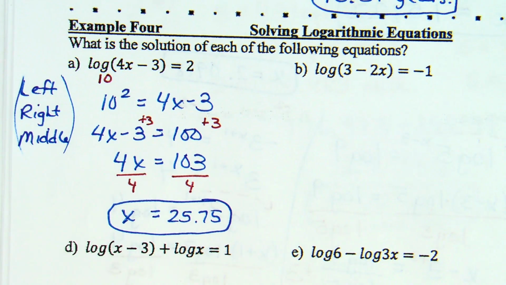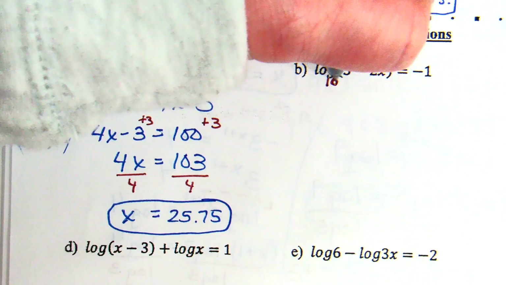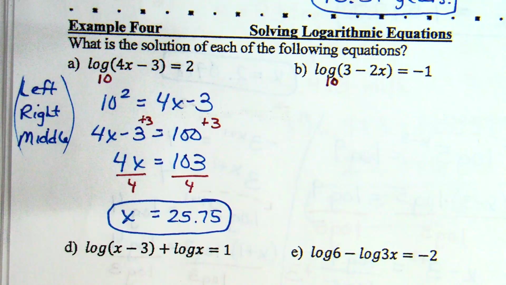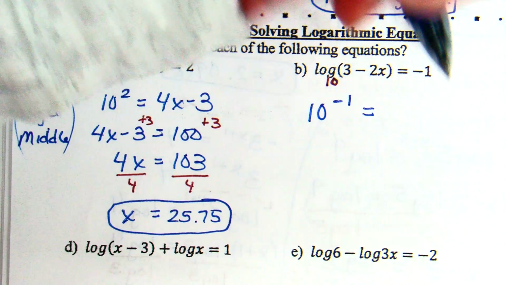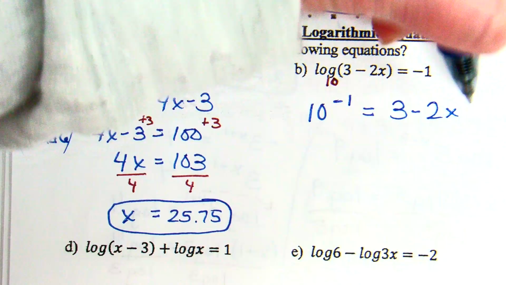Okay, let's try B. I'm probably going to skip C if you want, to be honest, but let's try B. Log of 3 minus 2x equals negative 1. So I've got a log equal to a number. What's step 1? Left, right, middle. What is my left? Okay. Log is base 10 when it's invisible. So left, right, middle says 10 to negative first equals 3 minus 2x.